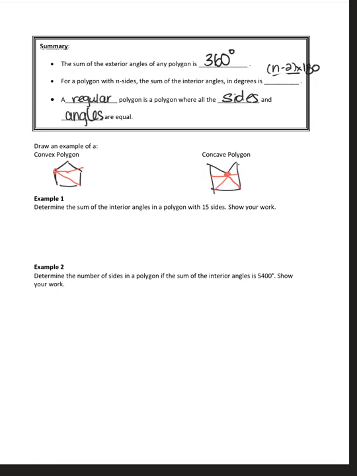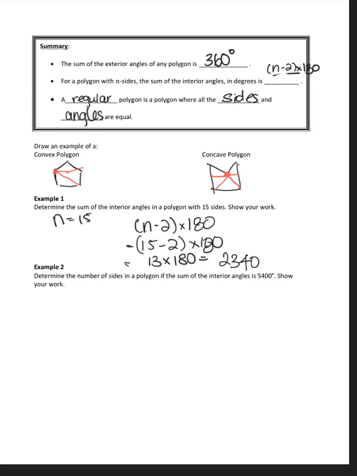Okay, so in this example, we have 15 sides, and that means that our n is 15. I want to know how much all of the angles inside of this shape are going to add up to be. So I'm going to use my formula, n minus 2 times 180. My n is going to be 15, so I'm going to replace that. 15 minus 2 is 13. And now I'm going to multiply that by 180.